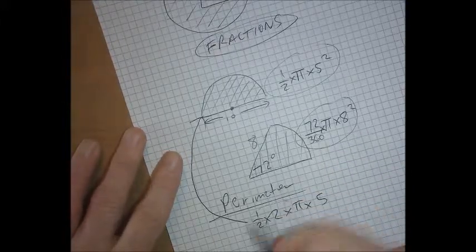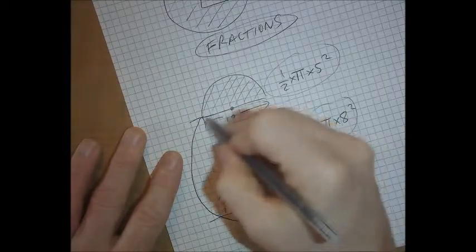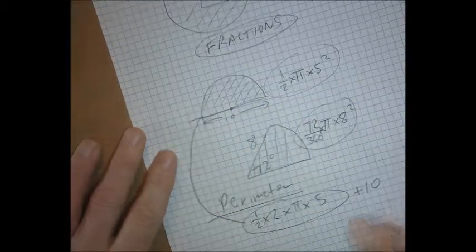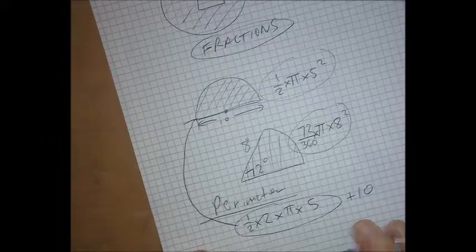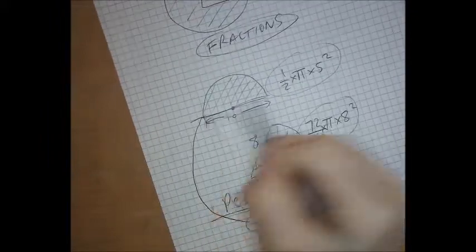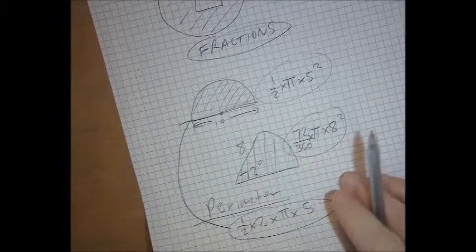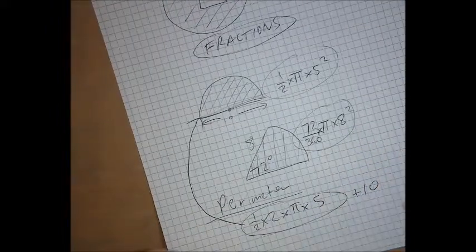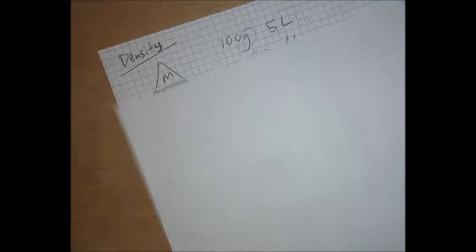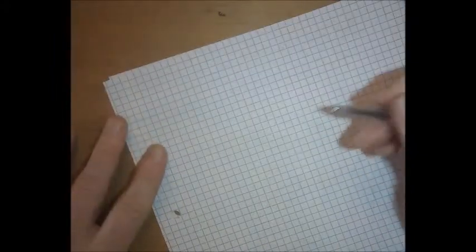But that's not the perimeter in its entirety. The perimeter is also the straight section. So don't forget that for a perimeter, you have to add these straight sections. For area, you often don't. Now, that is not a hard and fast rule of thumb. You really do need to consider it carefully.